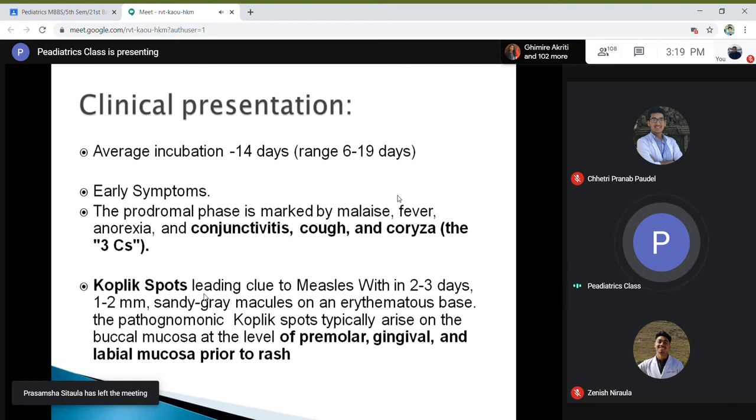the rash in your body. Yet we don't have any rashes. This can be seen, but it is not always found. You could miss it when the patient comes to you. So it is 1 or 2 millimeters in size, small. I'm going to show it.